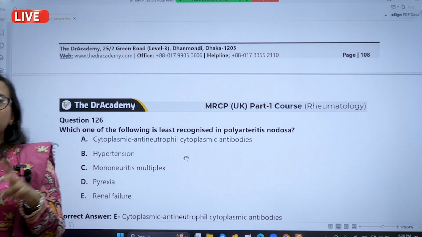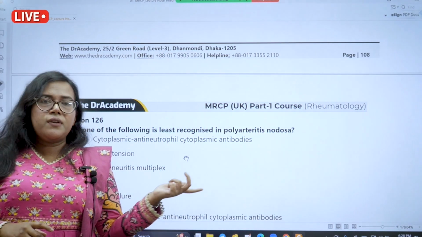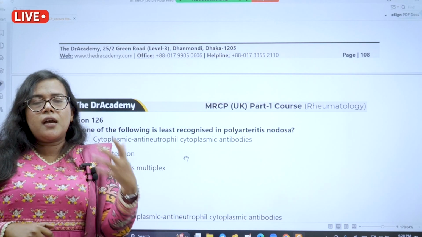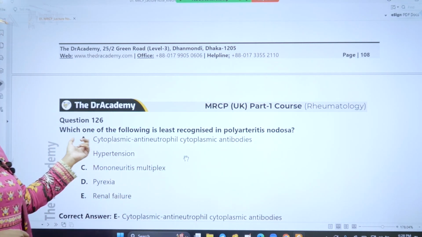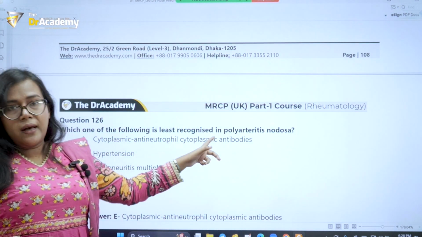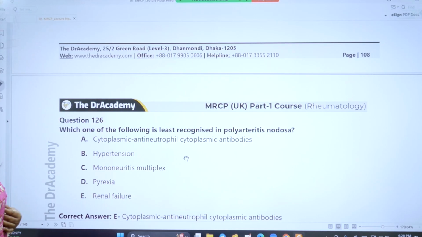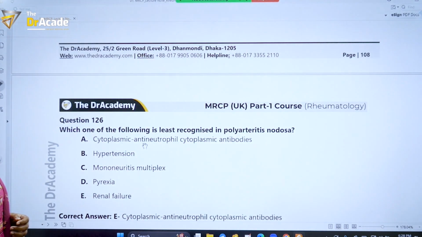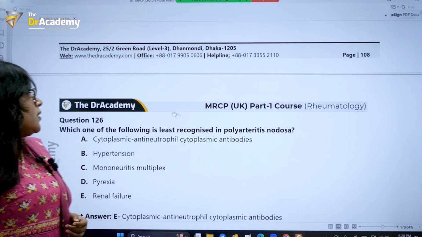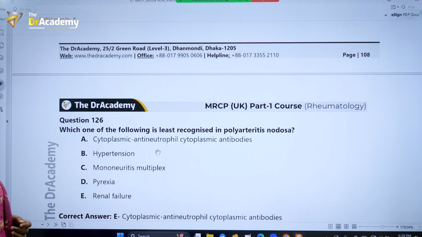In case of PAN, remember that C-ANCA is almost always positive in Wegener's, and P-ANCA will be positive in the rest of the types of vasculitis. Cytoplasmic antineutrophil cytoplasmic antibodies are the least recognized ANCA associated with polyarteritis nodosa. Diastolic blood pressure should be more than 90. Mononeuropathy or polyneuropathy should be present. Pyrexia or fever and weight loss can present as well. Renal failure can happen. So for polyarteritis nodosa, the least recognized association is the C-ANCA.